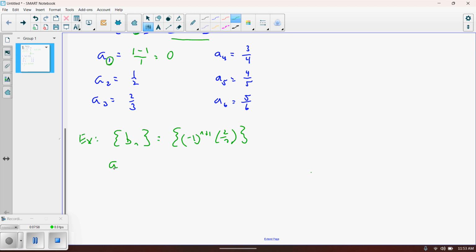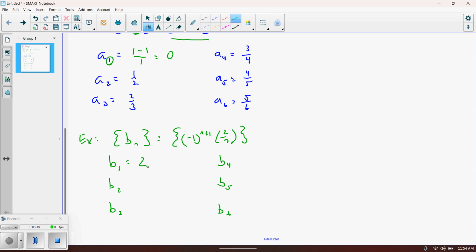So we're going to have B sub 1, B sub 2, B sub 3, 4, 5, and 6. And now let's see what we get. If I plug in 1, the first thing I have to deal with is that exponent. So I've got -1 to the 1 plus 1 power, which is 2. So it's -1 squared. Well, that makes the -1 positive. Then I still have to plug in 1 to the 2 over n part, which is going to give me 2 over 1, so that's 2. So I get a +1 times 2, which is +2.